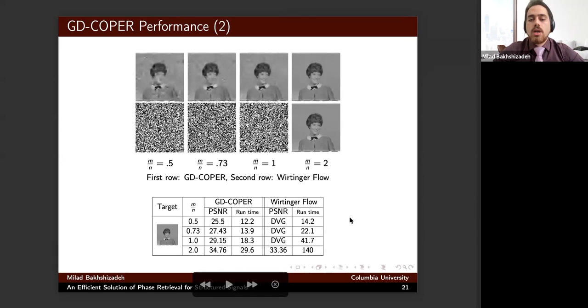One thing that I want to call your attention to is the oversampled case, which corresponds to the last row of this table. While the quality of estimation of Wirtinger flow and GD-COPER is more or less the same, GD-COPER finds it much faster. It runs in almost 30 seconds, while Wirtinger flow needed 140 seconds to output this.